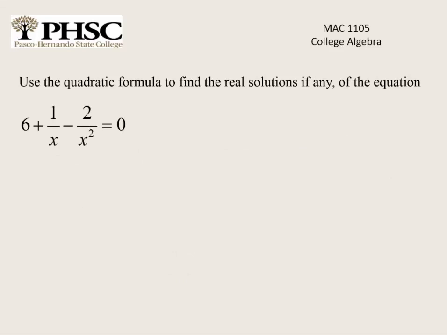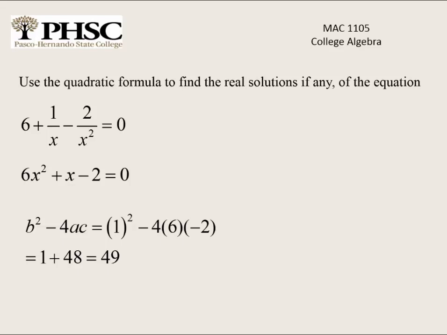So here we have a quadratic equation: 6 plus 1 over x minus 2 over x squared equals 0. What we're going to do is multiply everything by x squared. By multiplying everything by x squared, we end up with 6x squared plus x minus 2. The first thing is I'm going to find my discriminant to see if I have any solutions. By plugging that in, I find that my discriminant is equal to 49.